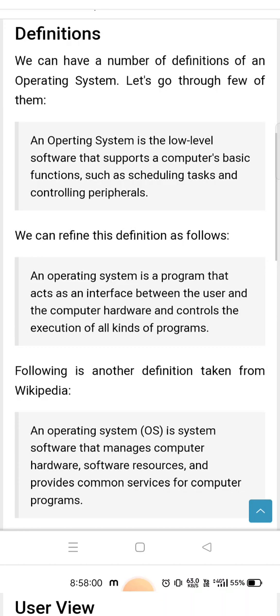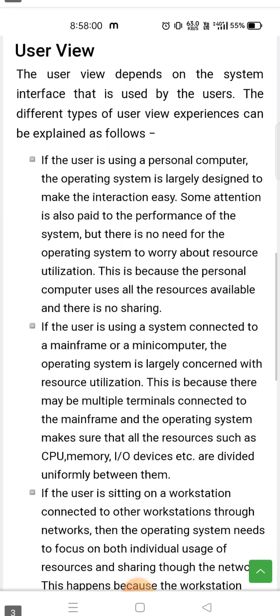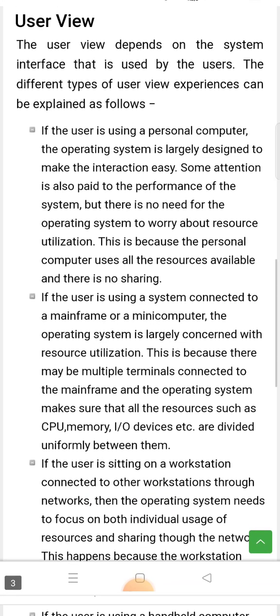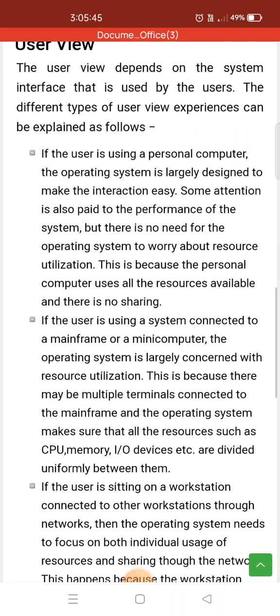An operating system is a program that acts as an interface between the user and the computer hardware and controls the execution of all kinds of programs. Following is another definition taken from Wikipedia: an operating system is a system software that manages computer hardware, software resources, and provides common services for computer programs. This is about what an operating system is and its definitions.